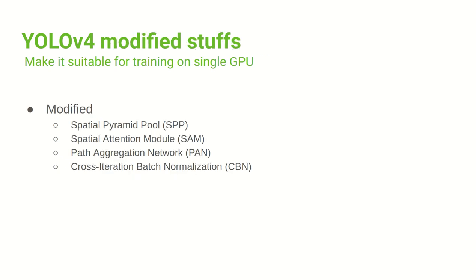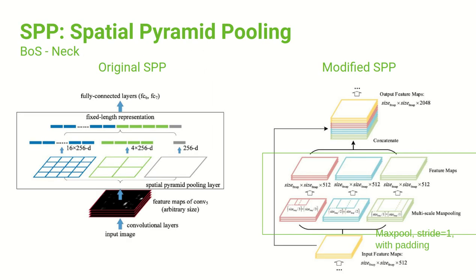So now we're going to talk about the YOLOv4 modifications. YOLOv4 modified 4 previous works, which are quite critical. The first is the spatial pyramid pool, and then the spatial attention model, path aggregation network, and cross-iteration batch normalization. Let's start with SPP. The original SPP was proposed, I think, in 2014 by Kaiming He.